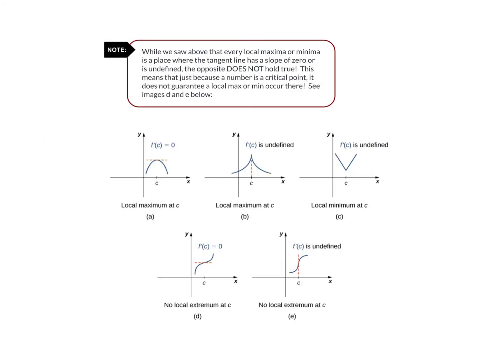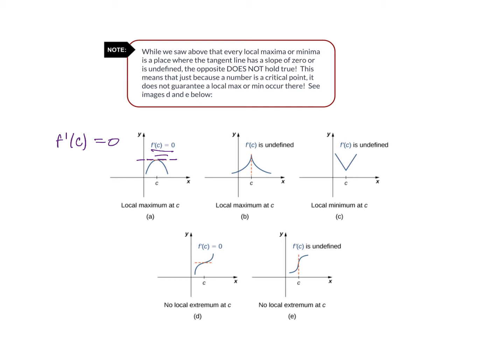Now I want to take a moment to see if we can observe what happens to the tangent line when we have a local maximum or a local minimum. So in our first example, A, we see that it has a local maximum that occurs at C, right? And at C, we have a tangent line that looks like this. What is the slope of that tangent line? It's a horizontal line, and a horizontal line has a slope of 0. So that means that f prime of C equals 0, doesn't it? And it says it right here.